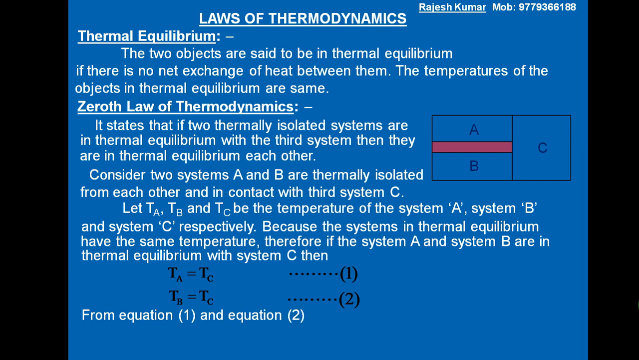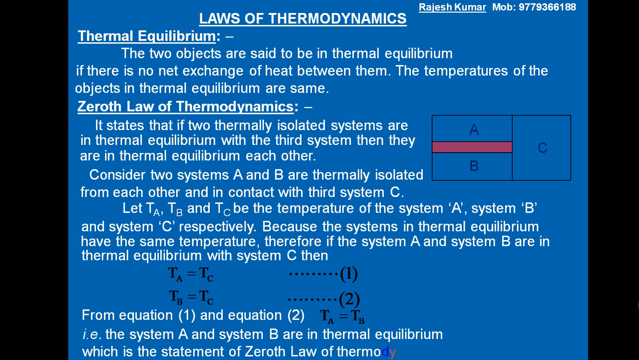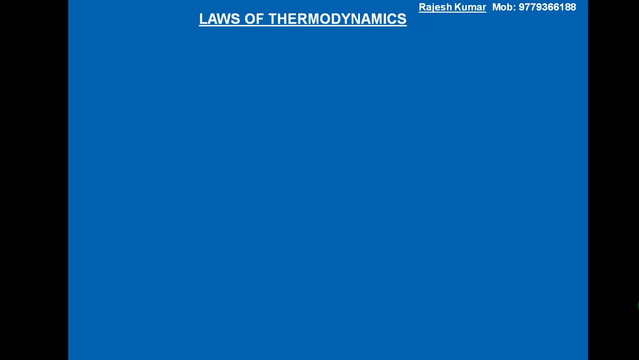Now from equation 1 and equation 2, TA is equal to TB, that is, system A and system B are in thermal equilibrium. Hence the zeroth law of thermodynamics. So this is the statement of the zeroth law of thermodynamics.